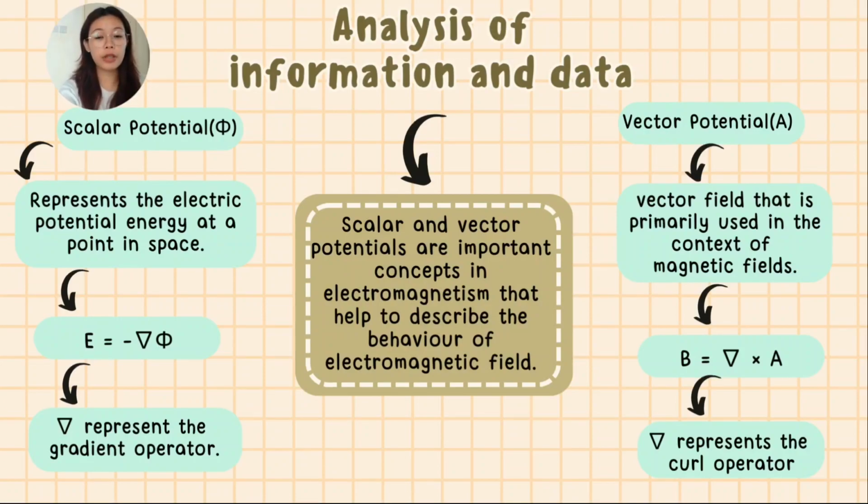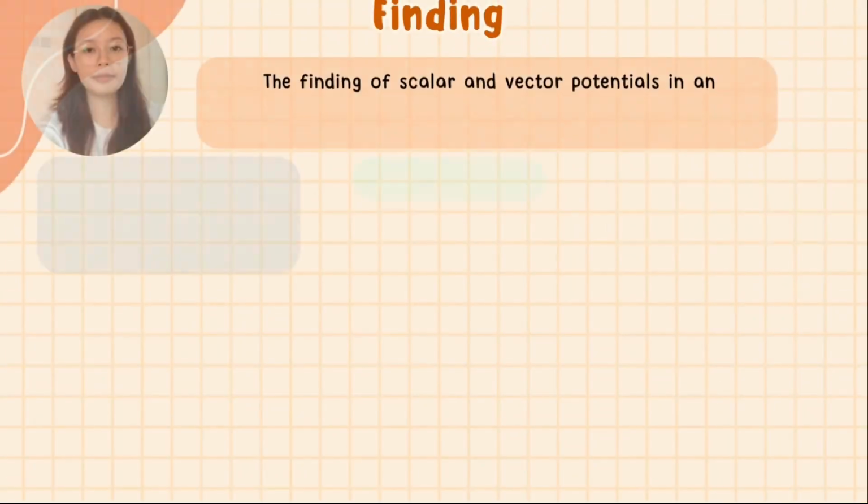So the next one is vector potential, which is denoted as A, which is a vector field that is primarily used in the context of magnetic fields. So it is related to the magnetic field B through the curl of A, where you can see the equation here, B equals nabla times A, in which nabla represents the curl operator.